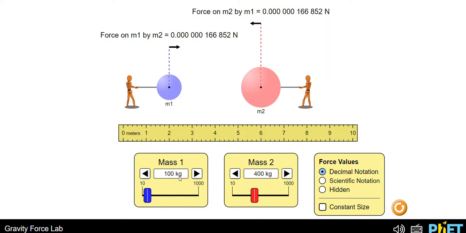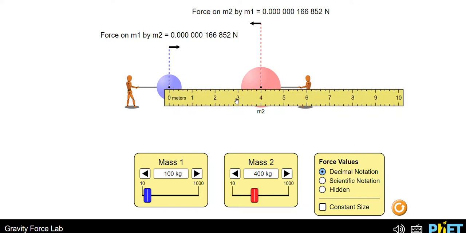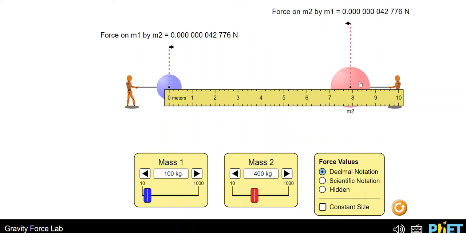So for example, if I have 100 kilograms, and I take this and place the 0 at the center of the blue, and then I measure how far out it is to the center of the red, it's 4 meters. So that would be the distance, 4 meters. And when a 100 kilogram mass and a 400 kilogram mass are 4 meters apart, the force on each is 0.0000000166852 newtons.